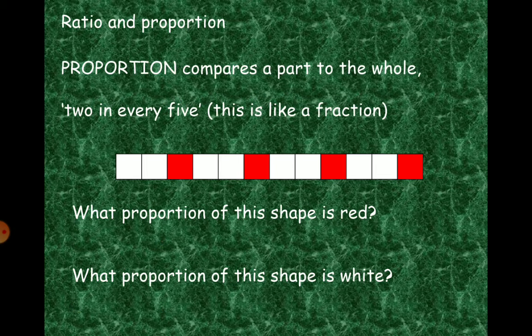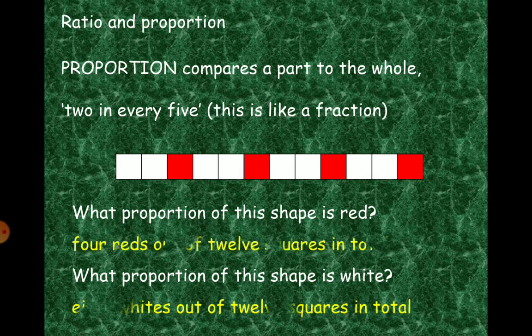Now this is proportion. We already know proportion compares a part to the whole. Now we ask, what proportion of this shape is red? How many total do we have? 1 2 3 4 5 6 7 8 9 10 11 12. You have 12, and out of them, 4 out of 12 are red. That is 1 out of 3. And white, 1 2 3 4 5 6 7 8. That means 8 out of 12, which is 2 upon 3 simplified.